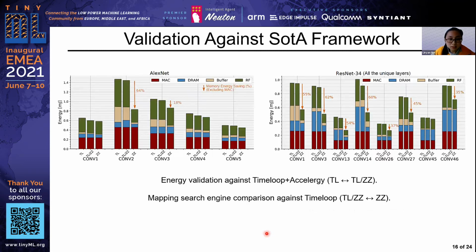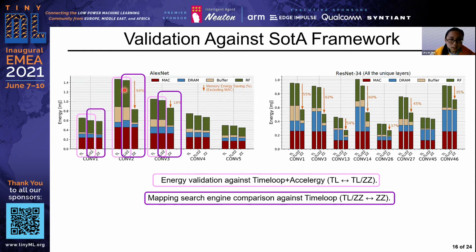Besides that, we also validate our framework with other SOTA frameworks, like here, we validate against Timeloop and Accelergy. What you see is that in a group of three, the first two bars are the energy validation. We first let Timeloop search for its best mapping, and then we map the best mapping found by Timeloop in ZigZag and compare the cost. So these two bars show our cost model really matched pretty well.